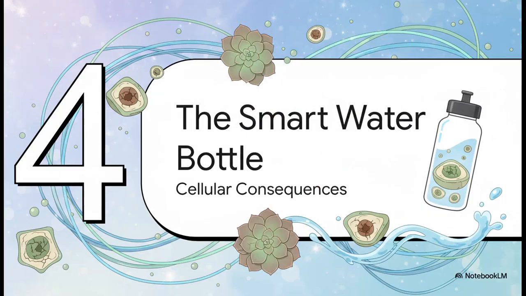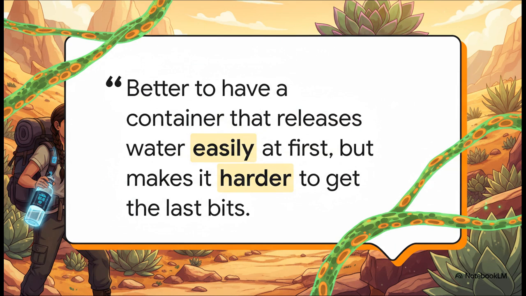All right, so let's jump over to that other cellular choice. What happens when a plant uses those expensive, dead fiber cells? What are the consequences of that design? Well, think about it like this. Imagine you're going on a really long hike. A normal water bottle lets you drink the very last drop just as easily as you drank the first. But what if you had a smart bottle, one that sort of rationed the water for you?